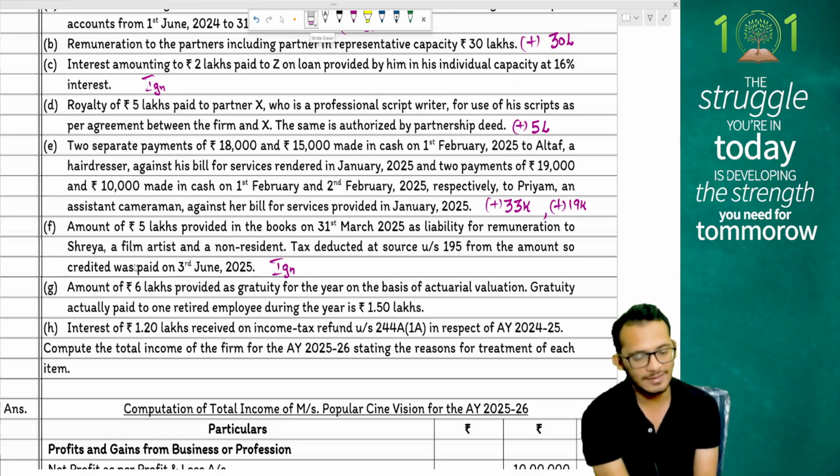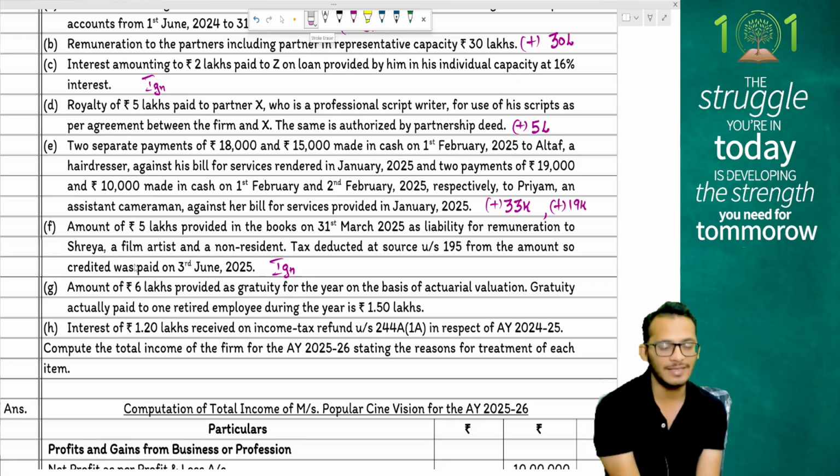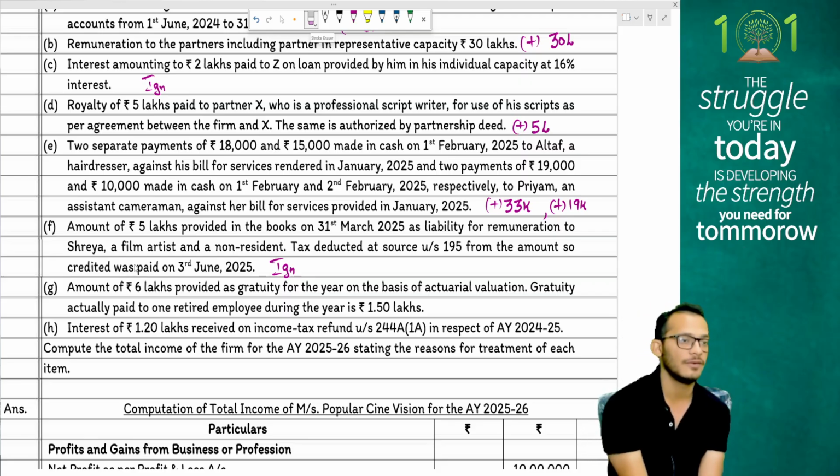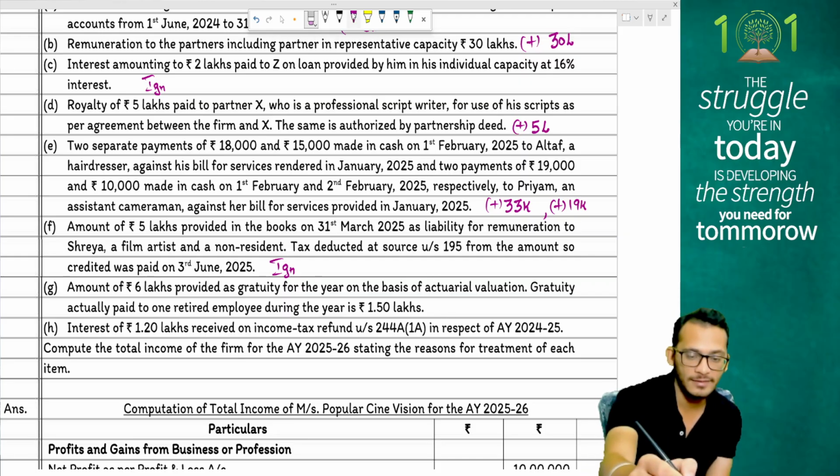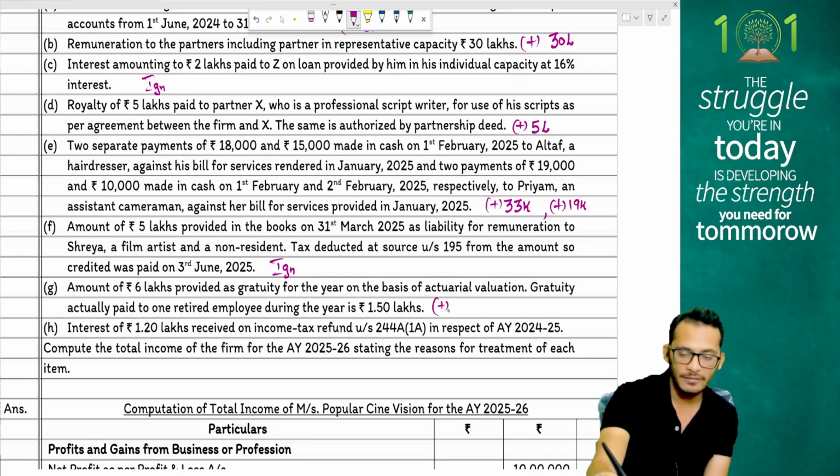Next, an amount of 6 lakh rupees provided as gratuity for 1 year on the basis of actual valuation. Gratuity which is actually paid to employees is 1.5 lakhs. You should have paid 6 lakhs. You have paid only 1.5 lakhs. You have to disallow 4.5 lakhs. This is what the answer is.